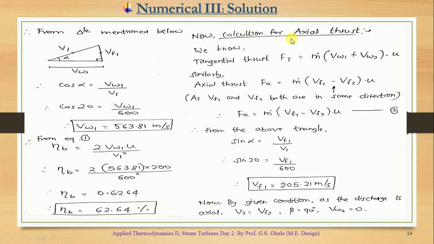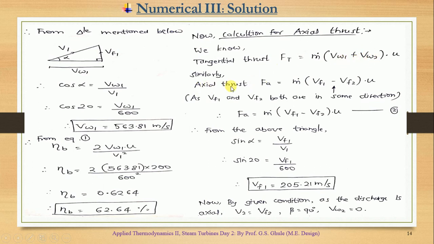Now we need to calculate axial thrust. As we have studied in the theory part, we have discussed tangential thrust. Tangential thrust is basically because of the whirl velocity. As this tangential force is acting on the rotor, your blades are getting rotated, creating whirl. That's why tangential force is responsible with whirl velocity. Now why this plus sign? Because we have already discussed VW1 and VW2 are both in opposite direction. That's why minus of VW2 will become plus.